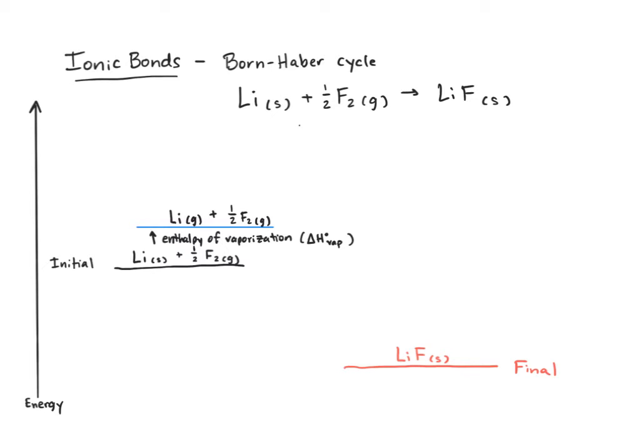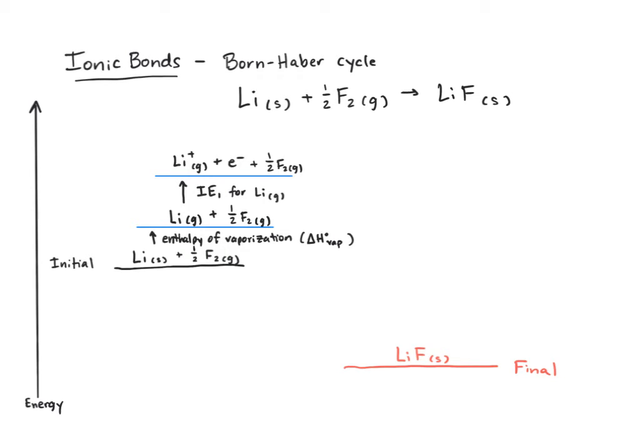The next thing that will need to happen now that we've vaporized the solid lithium is to ionize that lithium. Remember, the first ionization energy is described as a gaseous phase neutral substance losing an electron to form a positively charged cation. This process also requires energy, and the quantity of energy required is given by the first ionization energy for lithium.